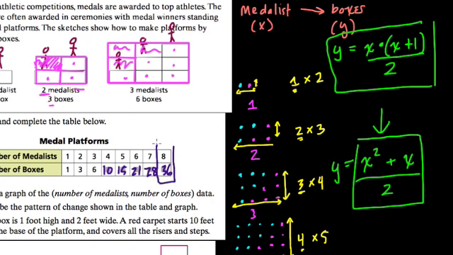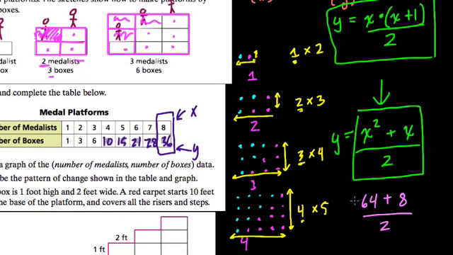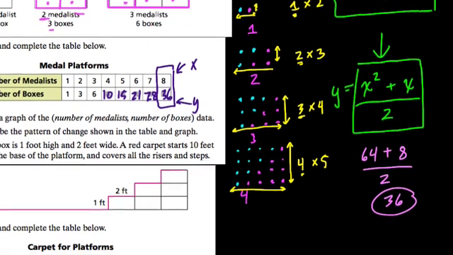Let's see if this formula predicts the 8th step. So how would we do that? Well, 8 represents x, and we should get 36 for y. So we said y equals x squared. X is 8. So 64 plus x, plus 8, divided by 2. That should give us 36. Does it? Well, yes. 64 plus 8 is 72. Divided by 2 is 36, the number of boxes. This equation relates the number of boxes and medalists for all numbers of medalists.